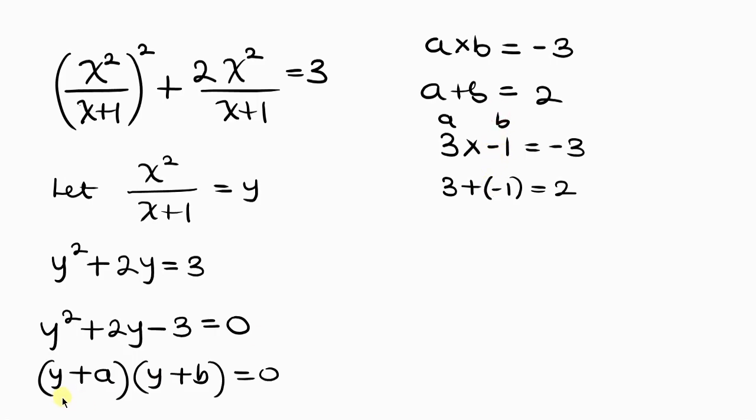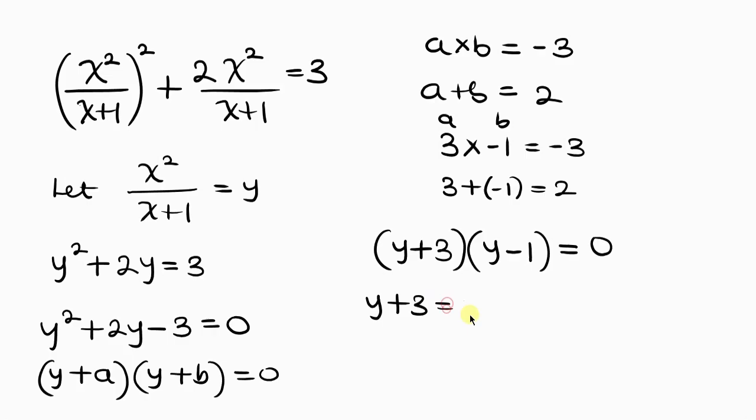So let's plug in these expressions here. So we have y plus a, which is 3, times y plus b, which is -1, so we just put -1 there. And this is equal to 0. So we have two cases. One case is y plus 3 is equal to 0, or the other case is y minus 1 is equal to 0.